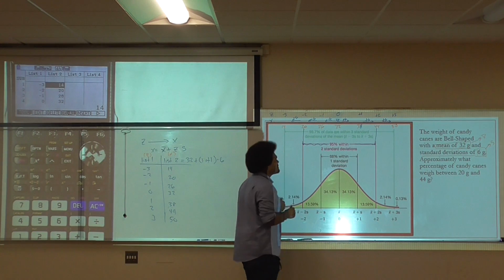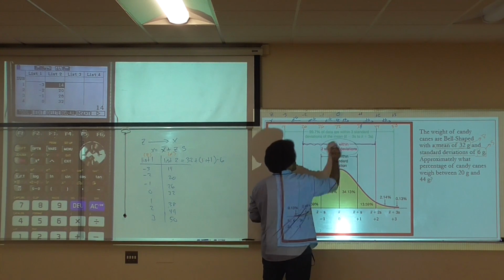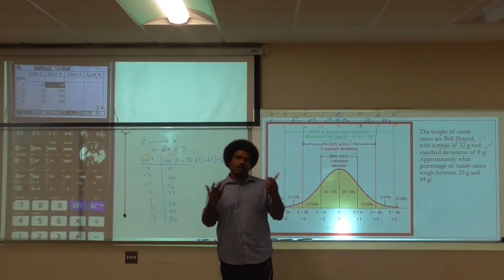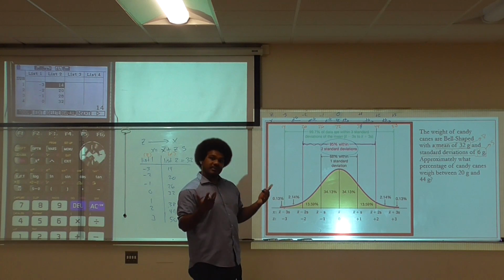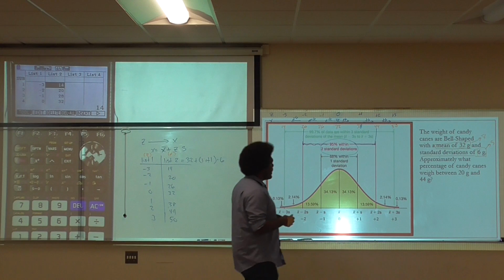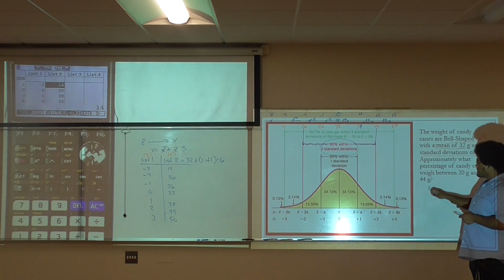So we're seeing it within 2 standard deviations of the mean. And what is it saying right here? Well, if we know for a fact that it is within 2 standard deviations of the mean, we could automatically assume that it's going to be approximately 95%. So that's what we're definitely seeing over here. We can just put approximately 95%.